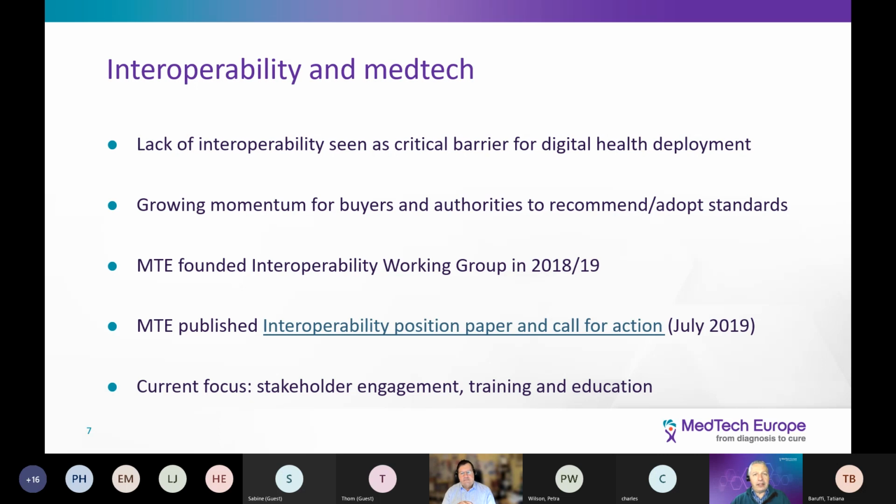I'm going to leave this up here for the record, just highlighting a few comments on the topic of interoperability. We, the industry, are on record as agreeing with many of you, I assume, that lack of interoperability is a critical barrier for digital health deployment. We see growing momentum for buyers and health authorities to recommend and adopt standards. Alexander, I believe, is going to talk a little bit about that changing environment, and Petra may do so as well. MedTech Europe founded an interoperability working group in 2018, and we've already published, as one of our first big achievements during my tenure here, an interoperability position paper that also calls for action on EU and European member states. Our current focus on the topic of interoperability is stakeholder engagement as well as training and education. We hope to be in touch with you very soon about an exciting new publication.